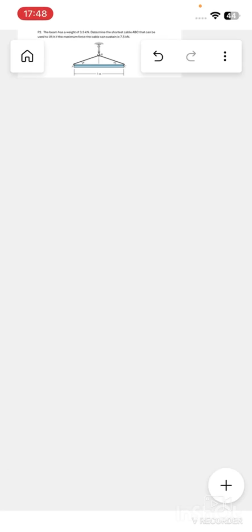Good day again, guys. We are doing part 2. We are solving the questions of equilibrium. This problem says the beam has a weight of 3.5 kilonewton. Determine the shortest cable ABC that can be used to lift it, if the maximum force the cable can sustain is 7.5 kilonewton.